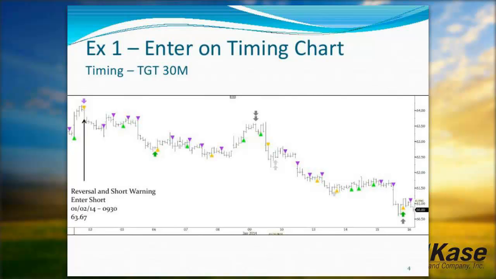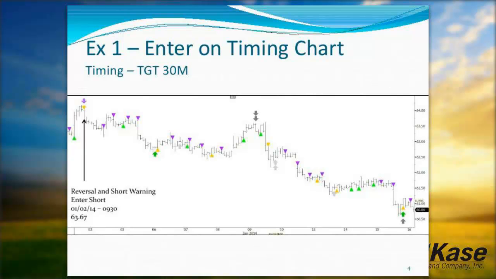Let's look at some examples. I'm mainly going to go through some examples that Cynthia and I have put together for a class that she's going to be teaching. But if we have time, we'll pull up some live charts too and take any questions.